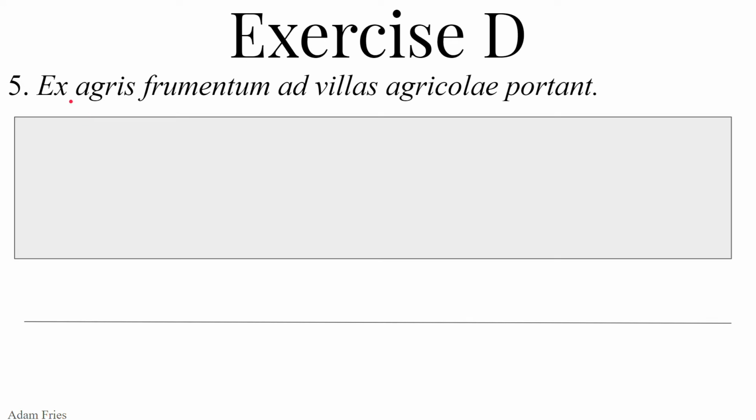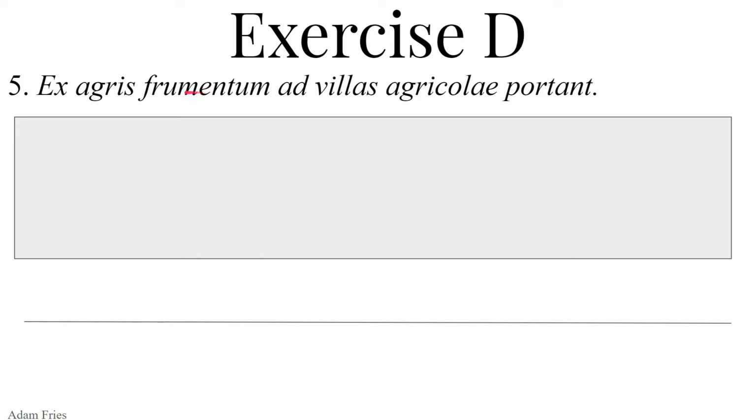Sentence 5. Ex agris frumentum ad villas agricolae portant. So ex agris, ex plus the ablative shows separation, movement away from. Ex agris. Ager, agri, masculine, fields, farmland. We are ablative, moving separation out of the plural fields. Frumentum, that is frumentum, e, neuter, grain. Because it's neuter, e, o, a, orum, is, a is. Frumentum could be nominative or it could be the accusative direct object.